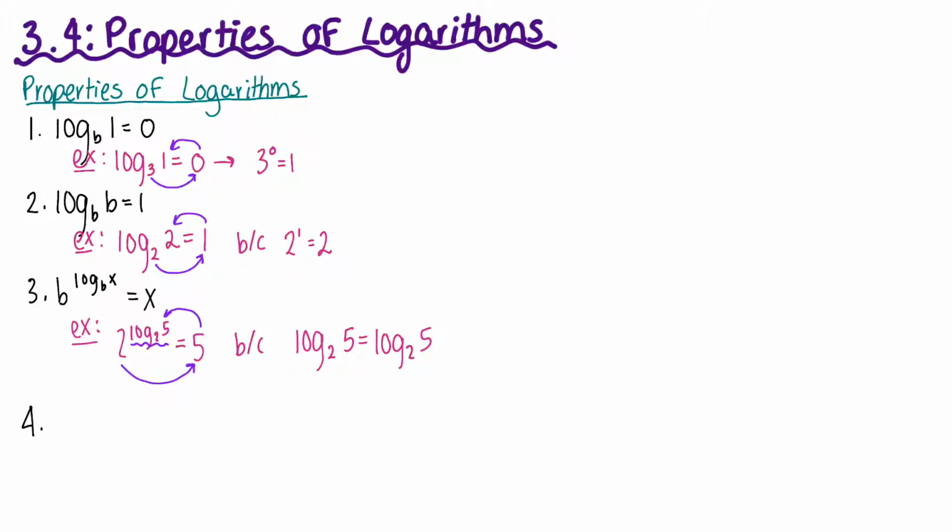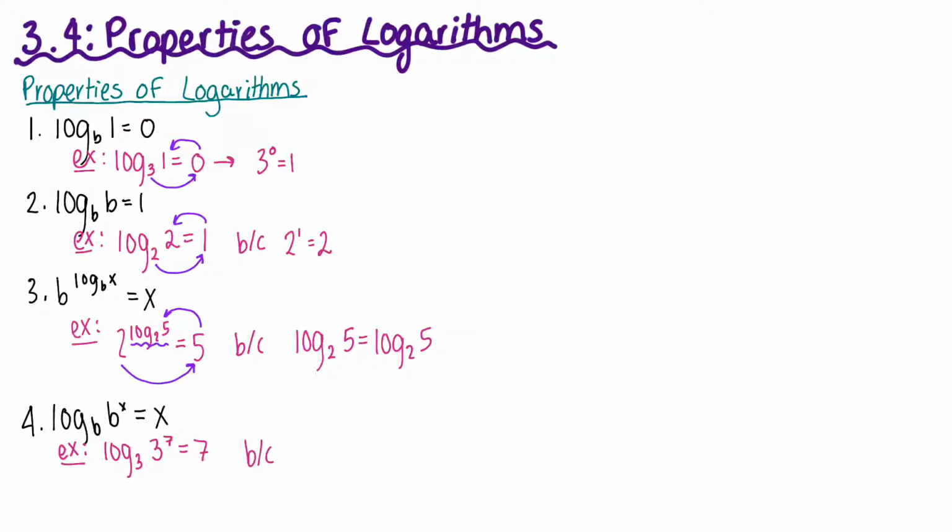Last property for this round of properties, we have that log base b of b raised to the x is equal to x. So in the same way that up here the b and the log base b kind of cancel, it's like the log base b and the b cancel here, and they leave you with just that exponent. So as an example, log base 3 of 3 raised to the 7 is just equal to 7.